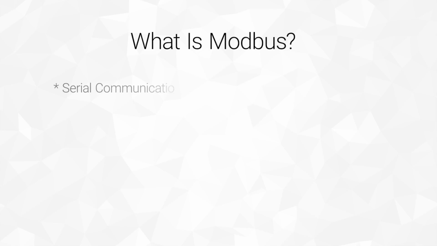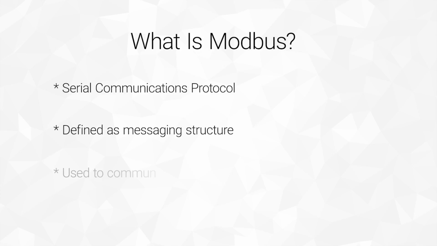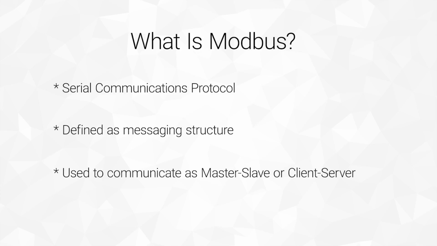Modbus is a serial communications protocol, acting as a messaging structure that is used to establish master, slave, and client-server communication between intelligent devices. There are three transmission methods that are used. They are Modbus ASCII, Modbus RTU, and Modbus TCP.